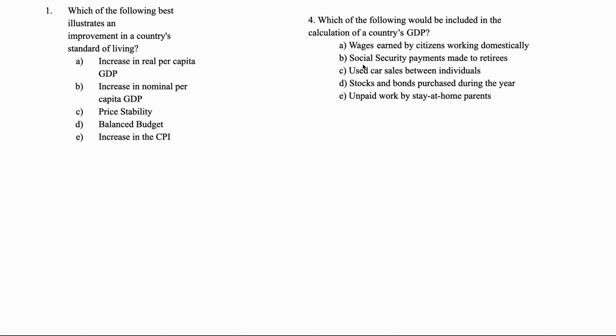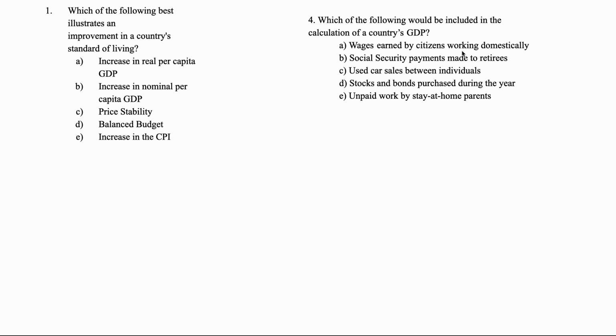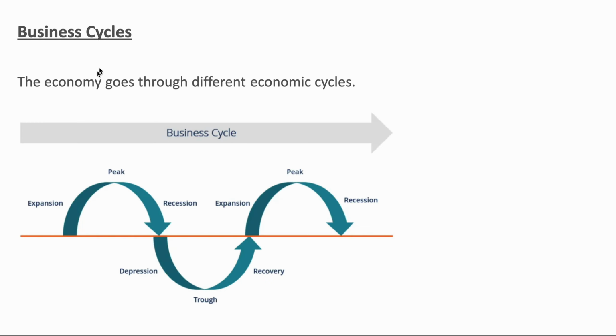So what's the difference between A and B? Well, B, social security payments made to retirees, that's actually incorrect. Not all government spending counts in the expenditures approach. Social security payments to retirees wouldn't go towards GDP because it's not going directly towards production or their future wages, while A does. So A would be correct. We already went over real versus nominal, but nominal does not take into account inflation. Real GDP does.